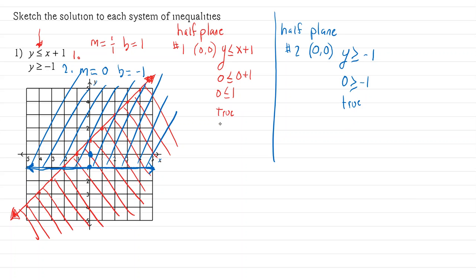Now, you are only interested in where both regions cross, and if you look really closely, both regions cross right here in this little small wedge. Since they only cross in that small wedge, we say that the answer to the system of equations, y is less than or equal to x plus 1 and y is greater than or equal to negative 1, is in that double shaded region. Hope this video helps.